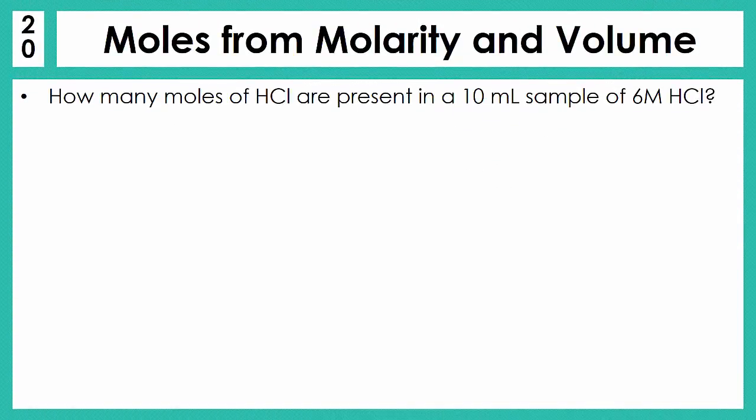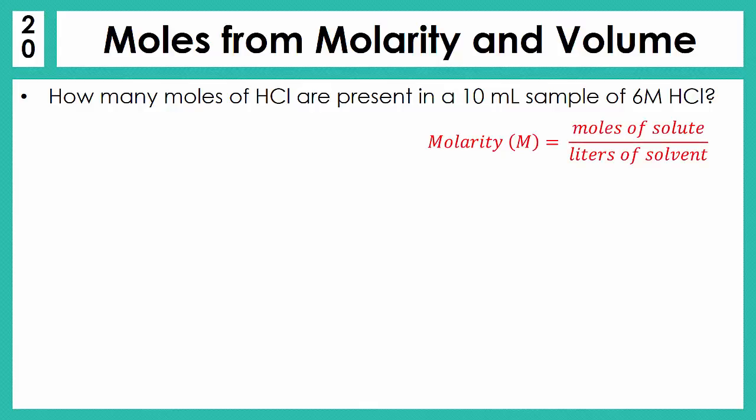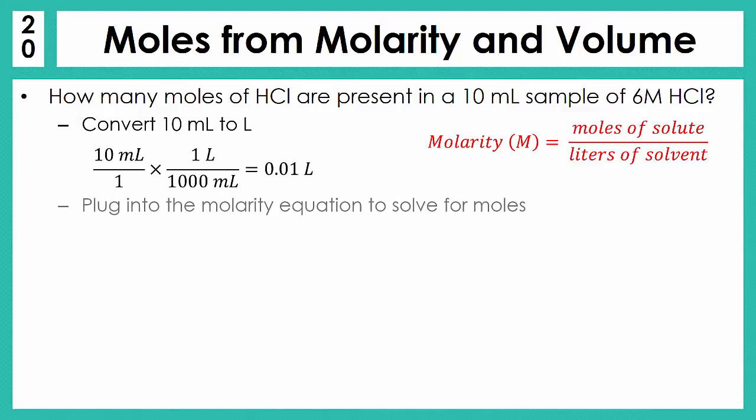How many moles of hydrochloric acid are present in a 10 milliliter sample of 6 molar hydrochloric acid? So in this case, I'm solving for moles, and I'm given the molarity and the volume. So let's first start by converting that 10 milliliters into liters by dividing by 1,000. Then I'm going to plug in backwards and solve for moles.